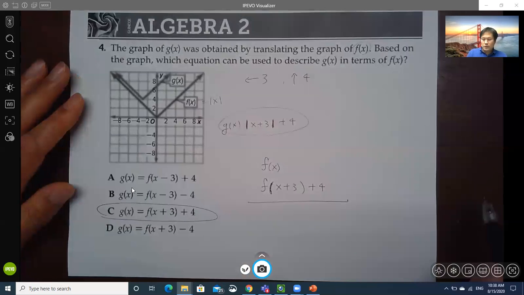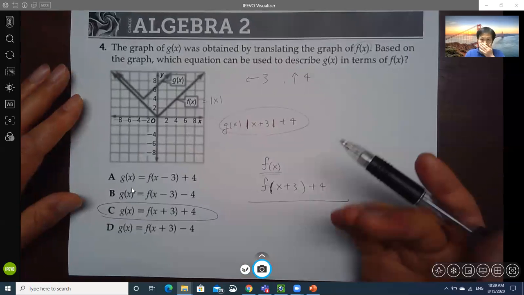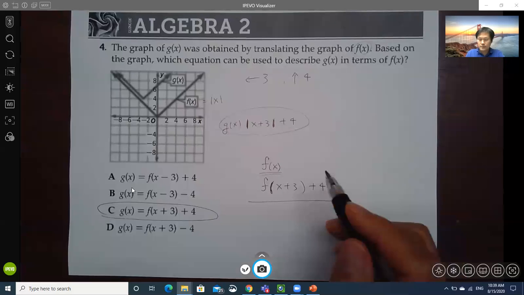So this one, they are using a general way. With f of x, you're just using a general expression.